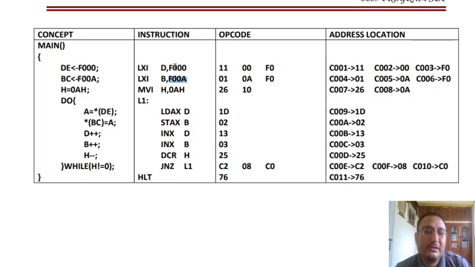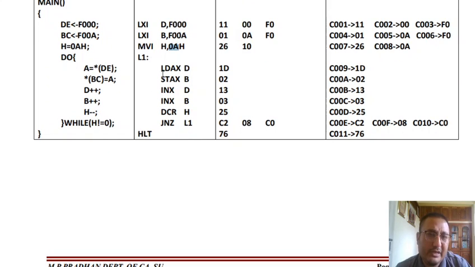So in the first case, it loads the register pair DE with the 16-bit immediate data. Likewise, here it loads register pair BC with the 16-bit immediate data, right? So DE and BC will now be holding the starting addresses of both the source sequence and the destination sequence, right? Now here H has the value 0A because I need to execute the process for 10 number of times. So 0A in hex is 10, right?